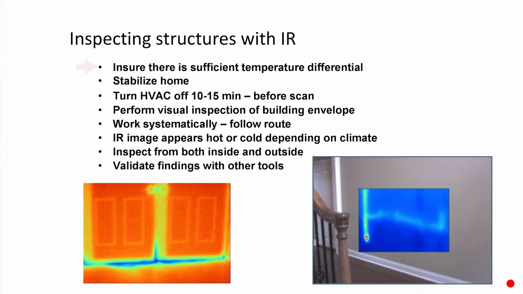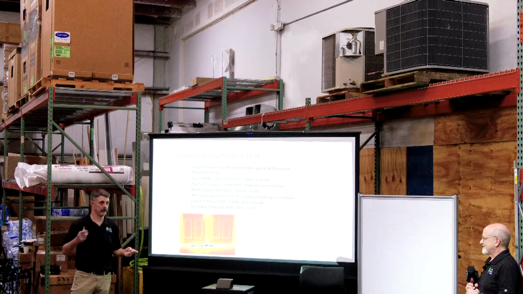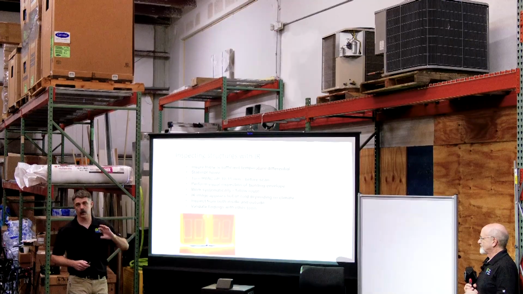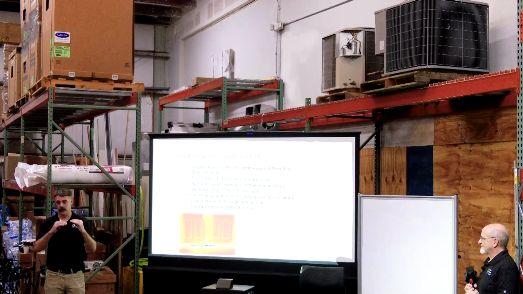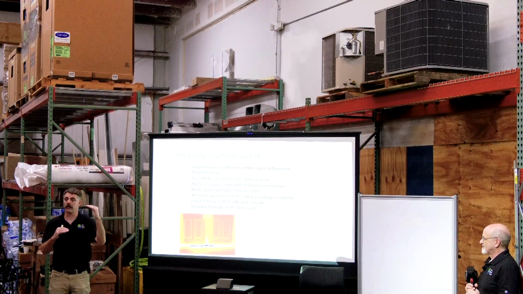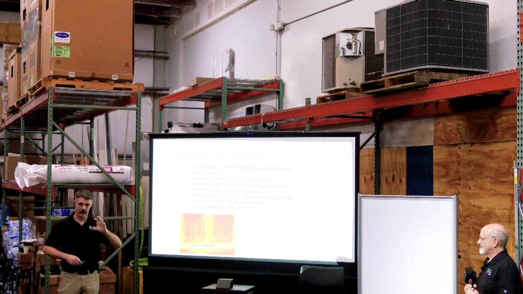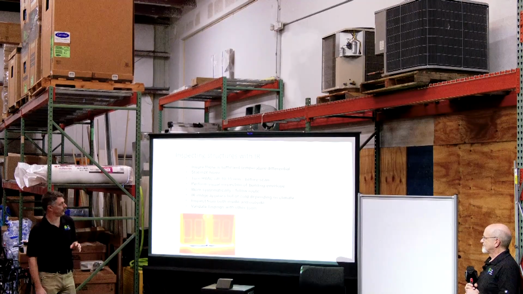And you want to have a sufficient temperature differential between indoors and outdoors. Because if your inside is 75 degrees and your outside is 75 degrees, you're not going to have a temperature differential. The bigger the temperature differential, the easier it is to see the problems. But that's also where your level and span can come in. So if you have a smaller temperature differential, then you've got to start bringing the levels and the span closer together and more into line to be able to find issues.